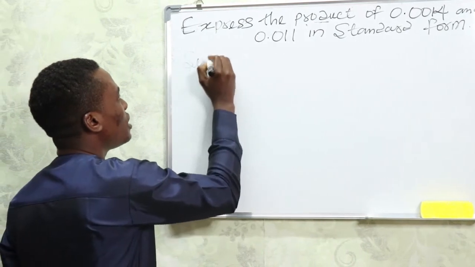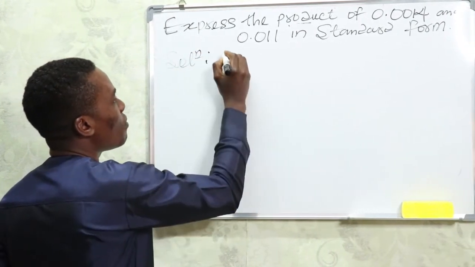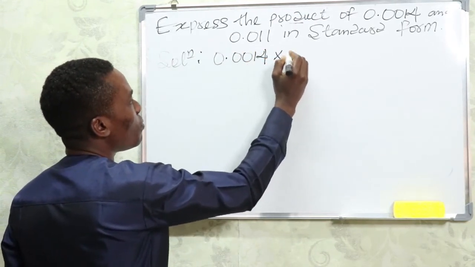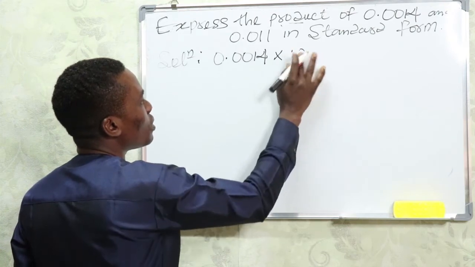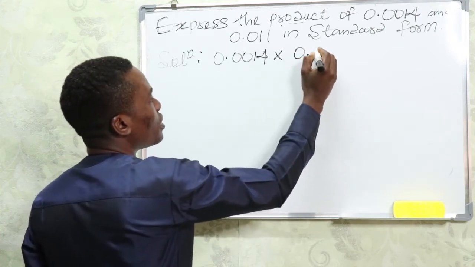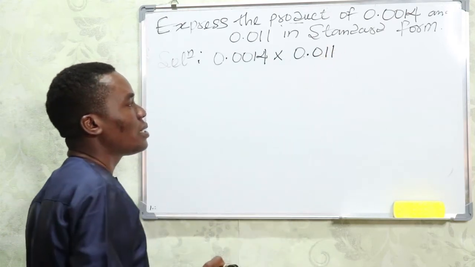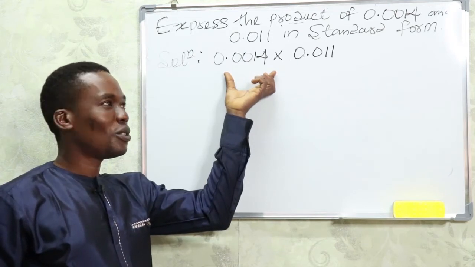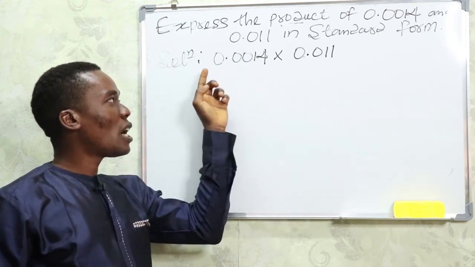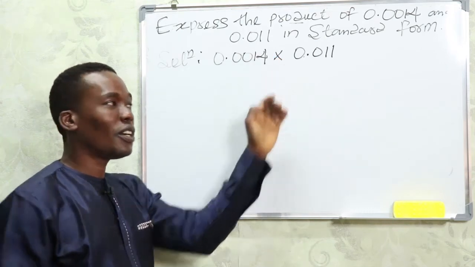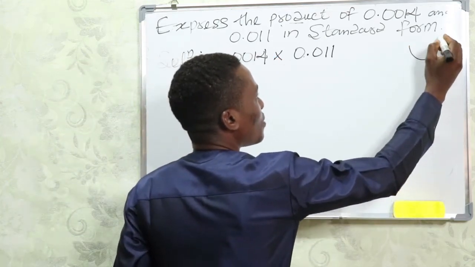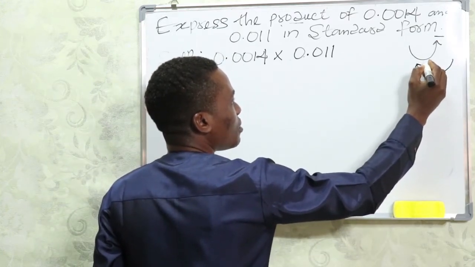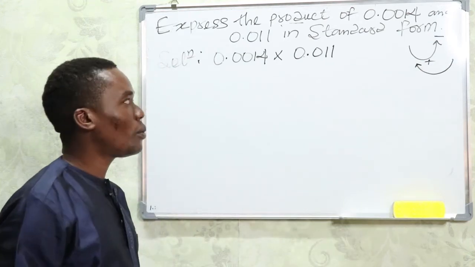So to solve this, we'll have 0.0014 multiplied by 0.011. As a good practice, I want us to convert these two numbers to standard form. Remember, I told you in our keynote, when you are counting from your left to your right hand side, you are counting negative. And when you are counting from your right to your left hand side, you are counting positive because the power will definitely be positive.